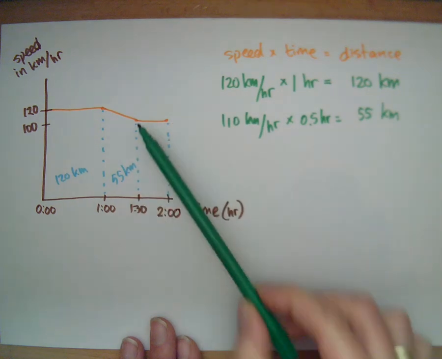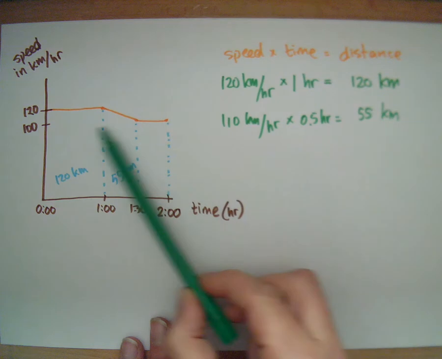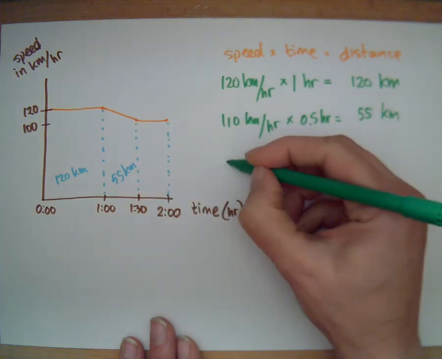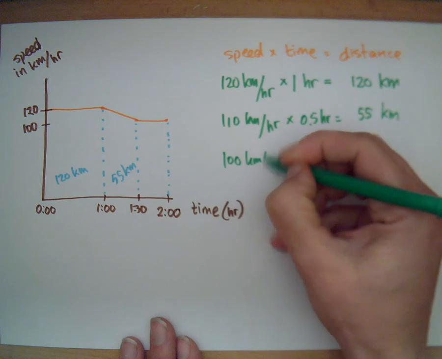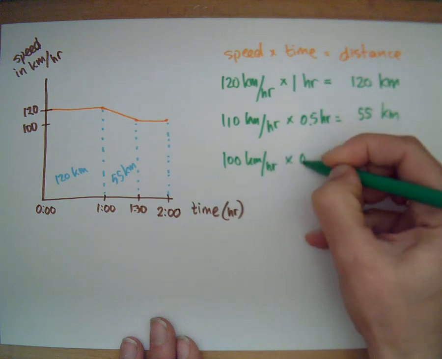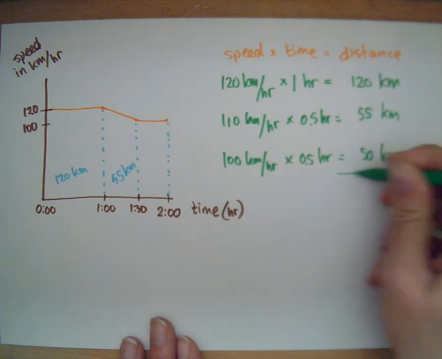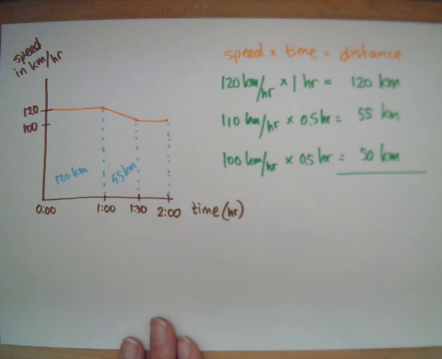Here, this part, I spent half an hour at 100 kilometers an hour, right? So I went 100 kilometers an hour for half an hour. So how far did I get? I got a distance of 50 kilometers.